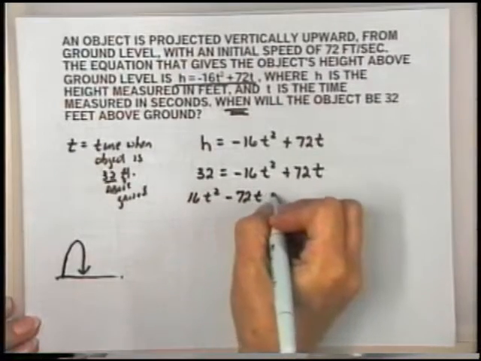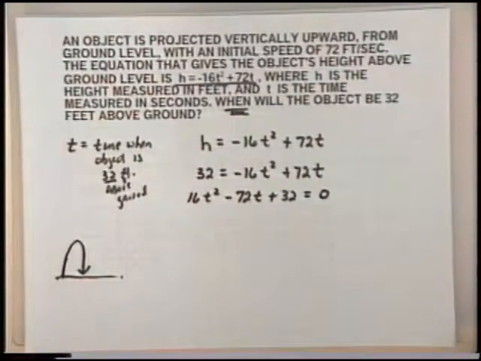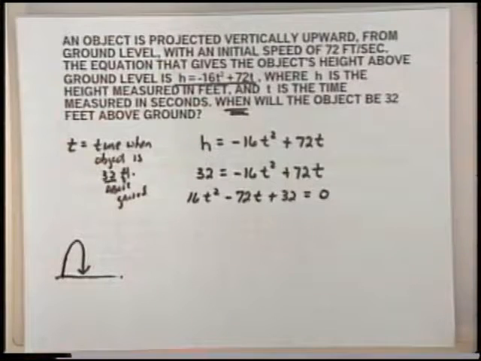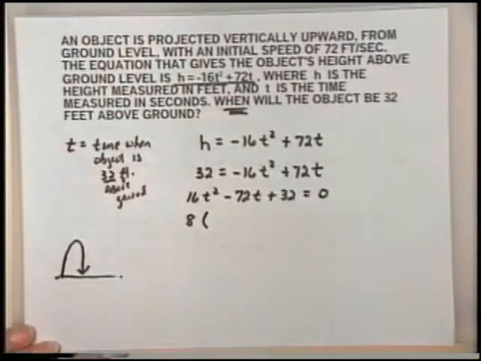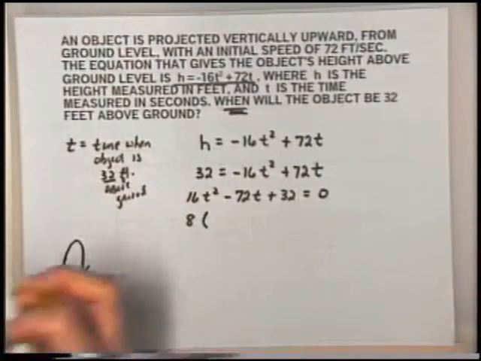16t squared minus 72t plus 32 is equal to 0. Now it looks like this time I have a common factor for these particular numbers. In fact, I see that I can divide by at least 8. Let's factor 8 out and see what happens in terms of these other numbers.